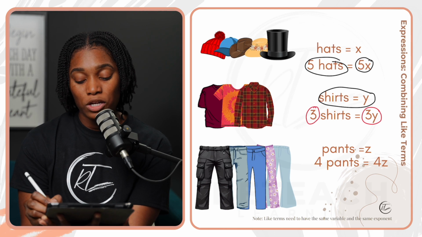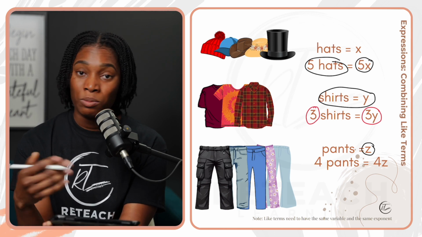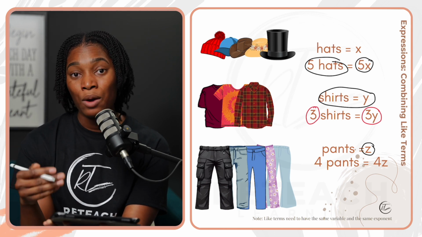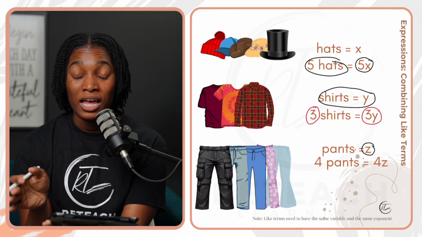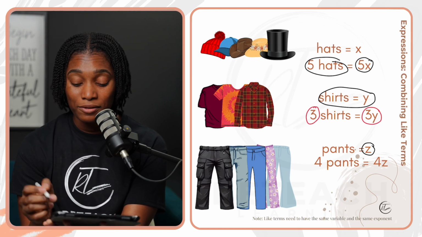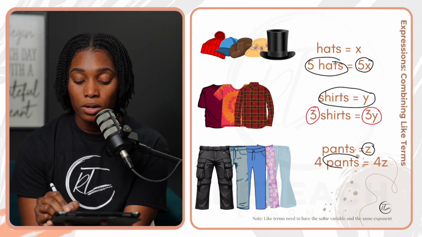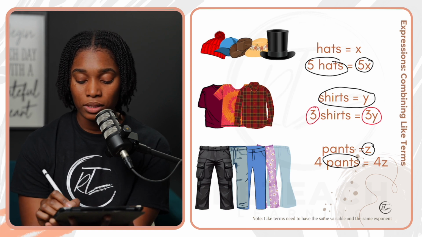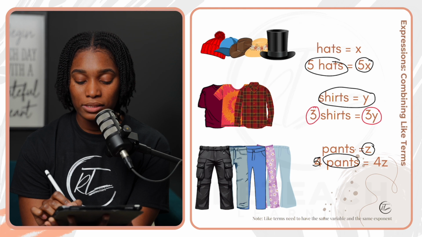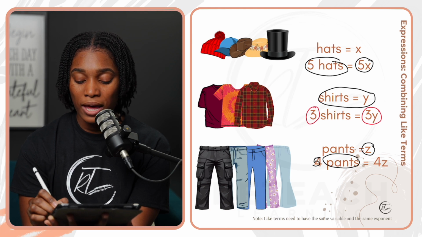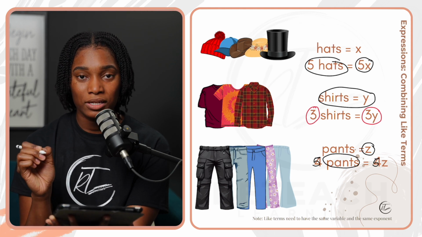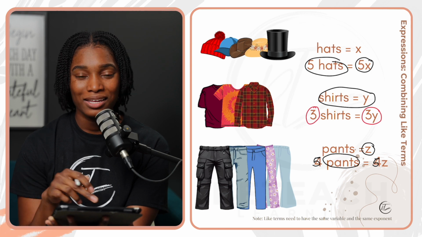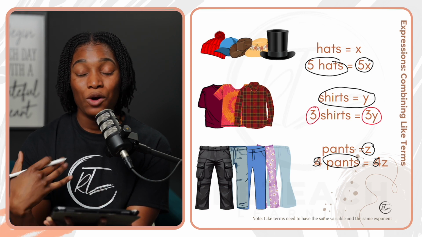We said, okay, I'm going to use a Z to represent all the pants. But I want to make sure I'm specific about the number of pants that I have. So I have 4. Well, 1, 2, 3, 4, 5. I have 5 pants. So I missed one. So I have 5 pants. So I need to have 5Z, okay? 5Z, 5 pants.